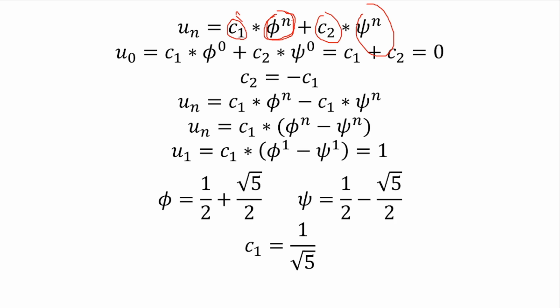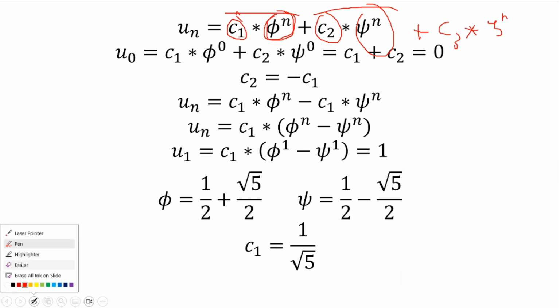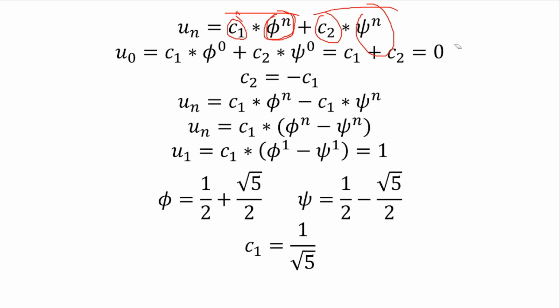We get this term plus this term because if this term satisfies the solution and this term satisfies the solution, the summation of them also satisfies the solution. Likewise, if we have three solutions, we will get plus c3 multiplied by the third solution, which can be thought of as zeta to the n. But we have two solutions here, so we will not consider the third solution.